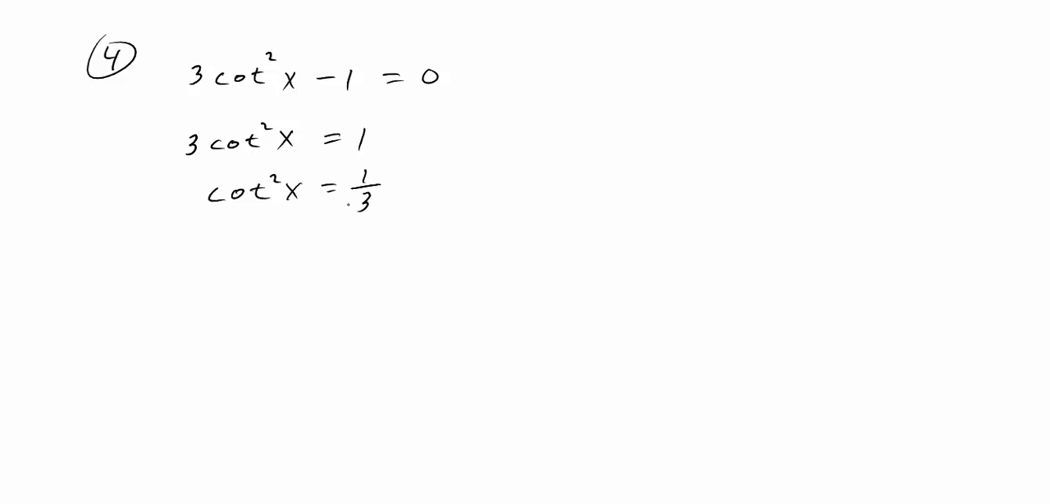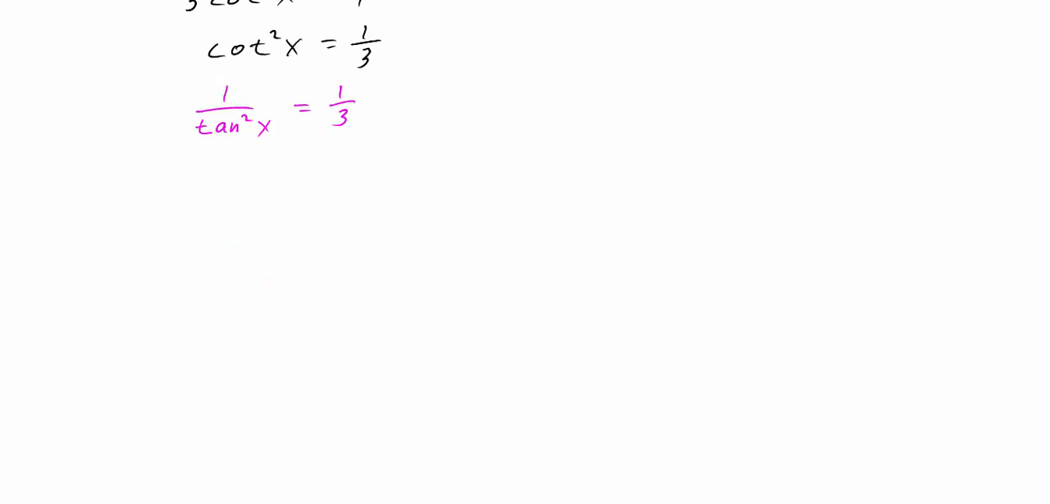And then once again here, we can take the square root, or in this case, once we've isolated this, if we want to go ahead and change our cotangent to a tangent, we could think of this as 1 over tangent squared x equals 1/3. And then this would become tangent squared x equals 3 over 1, or simply 3. So either way we can do this. So then if you take the square root, we're going to get plus or minus. So therefore we have the tangent of x is equal to plus or minus the square root of 3.